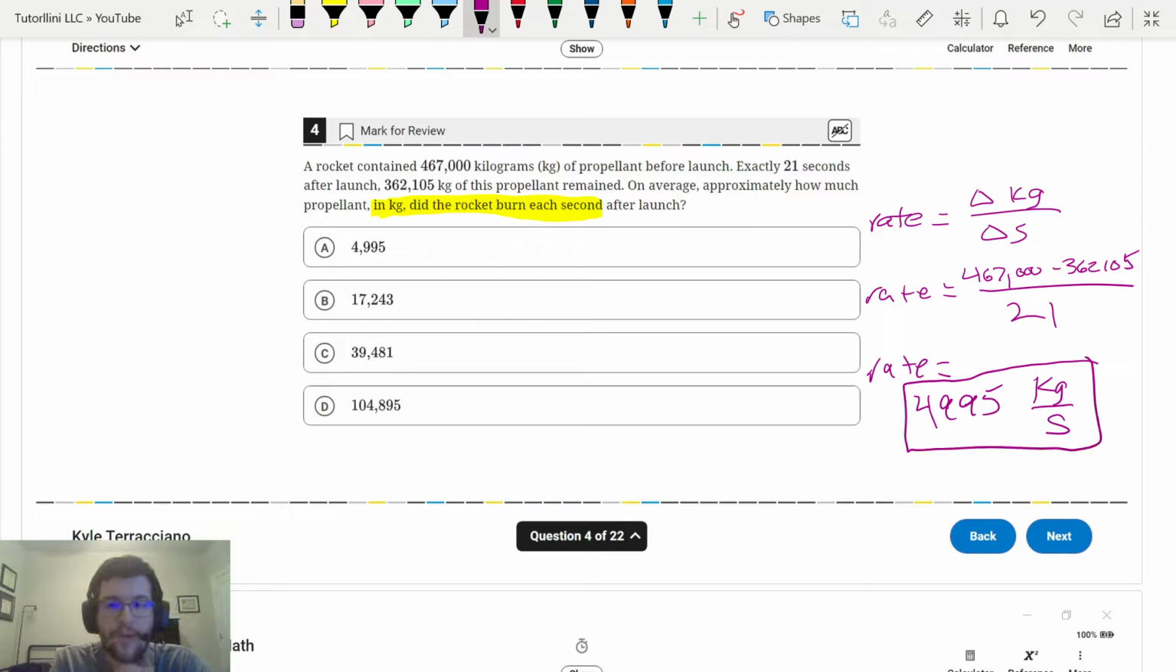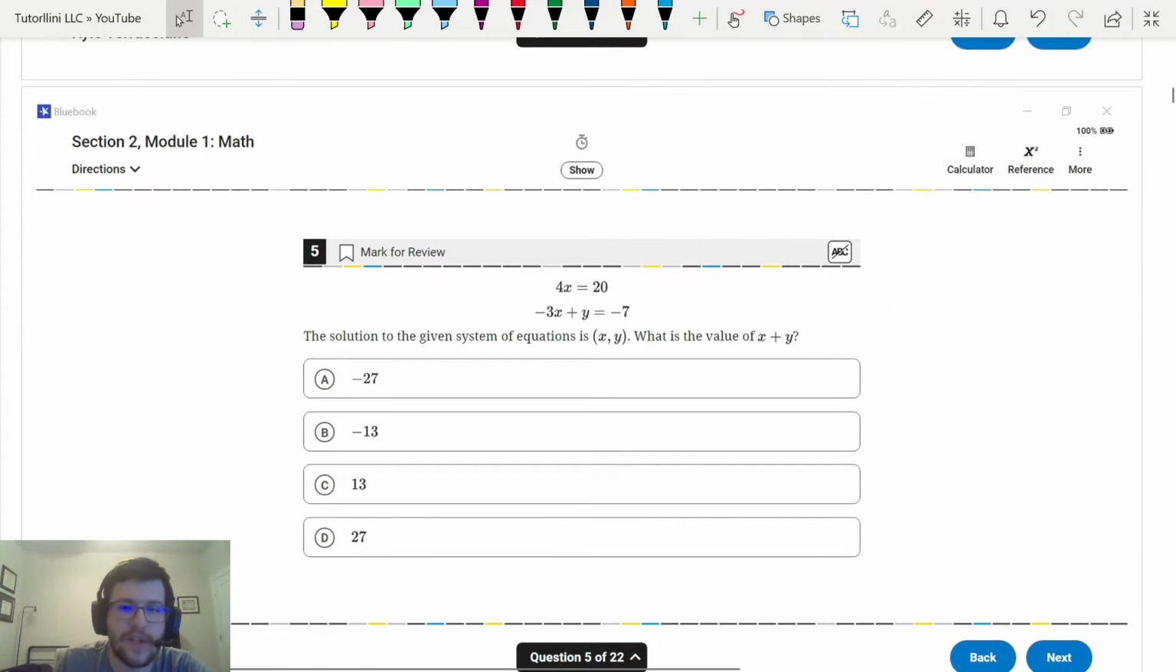So I would just type that whole fraction bar into a calculator, either on your TI-84 or in Desmos. Remember, in Desmos, you just press the slash, the thing below the question mark key, to pull up a fraction bar. So we get 4,995, and that is answer choice A. And again, whenever you see each or per on the test, that means to divide. That's just a units thing. All right, so 4 is A. Let's keep going.